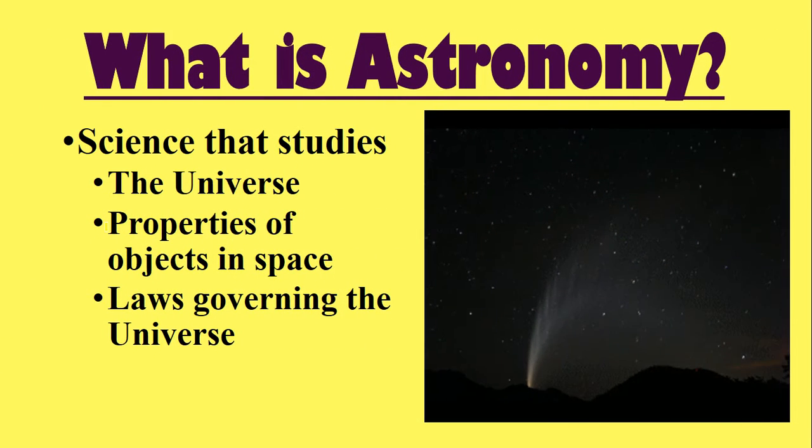So before we do that, we need to talk about what is astronomy. I have kind of talked about it when I introduced Earth science in the first video, but astronomy is the science that studies the universe, properties of objects in space, and the laws governing the universe. So we're going to talk about the universe in general, like stars and stuff like that. We're going to talk about objects in space, comets, moons, and we're going to also talk about laws that govern it, like gravity or Kepler's laws.